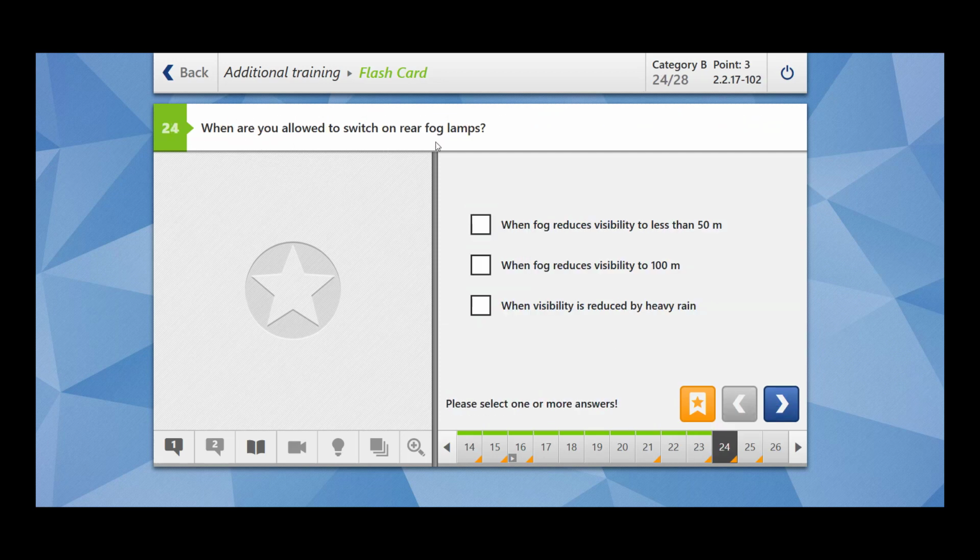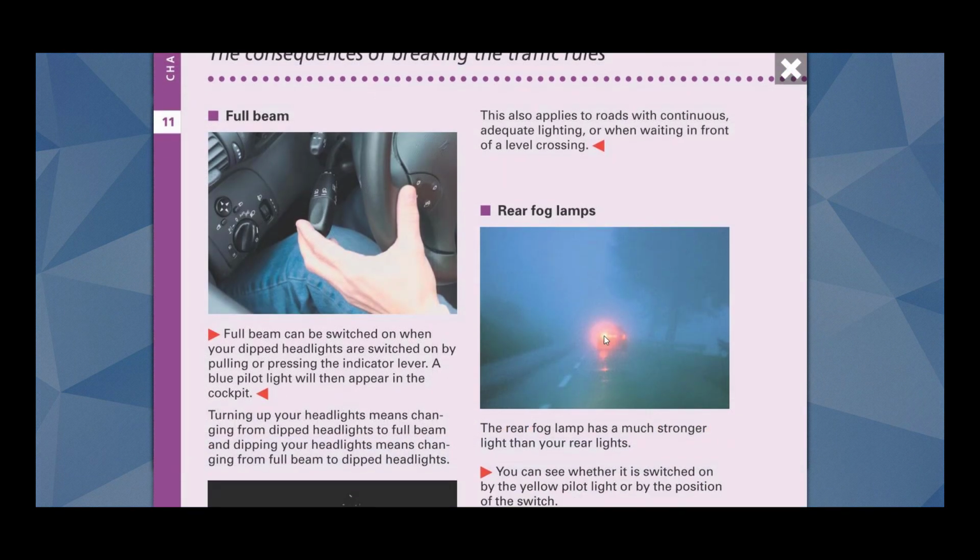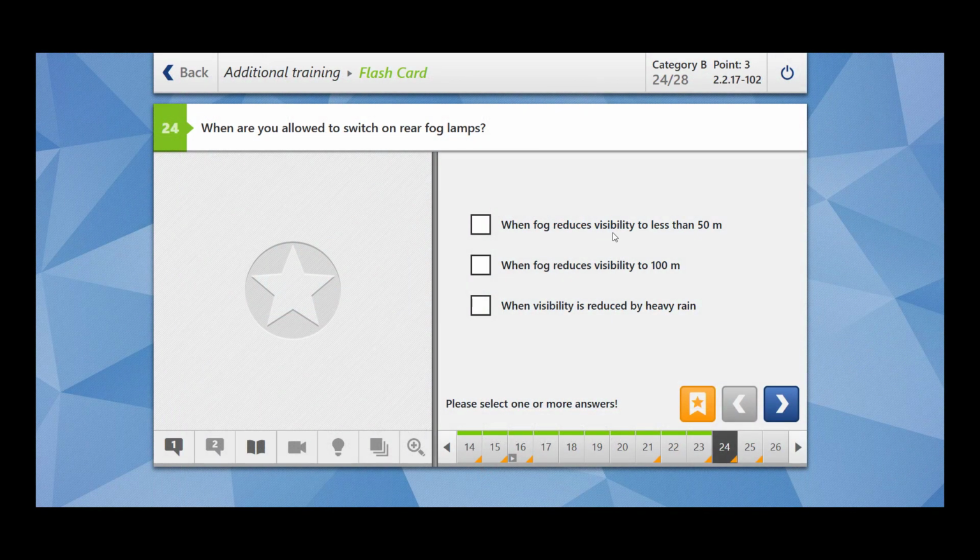When are you allowed to switch on rear fog lamps? So what are rear fog lamps? Let me also show you if I can show. So these are the rear fog lamps, right? When fog reduces visibility to less than 50 meters, yes. When fog reduces visibility to 100 meters, no. When visibility is reduced by heavy rain, no. So you can use your rear fog lamps only when your visibility is reduced to less than 50 meters.